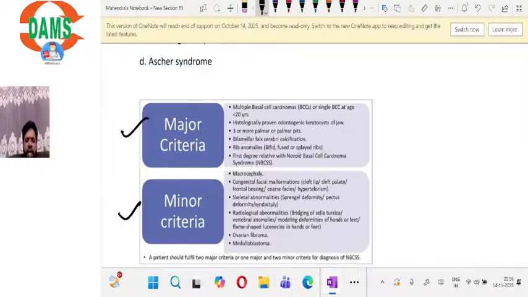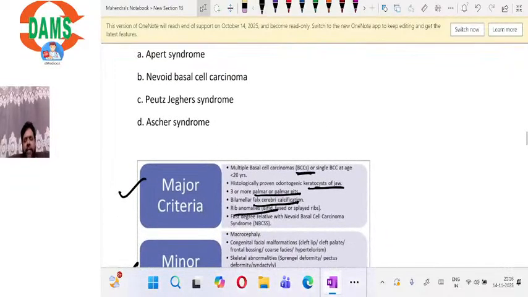The major criteria are basal cell carcinomas, multiple OKCs, palmar pits, falx cerebri calcification, and bifid ribs. All these are major criteria. The same points have been asked here. So this is your nevoid basal cell carcinoma syndrome. Again, a simple single-liner MCQ which has been discussed.